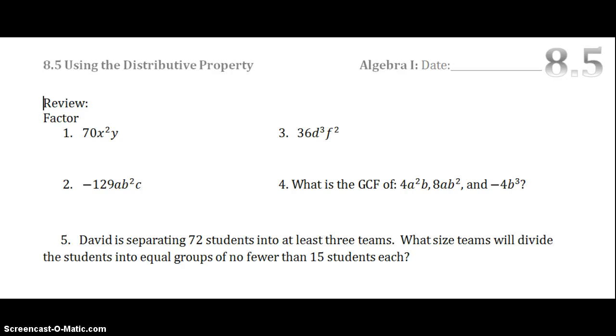Hello class, in section 8.5 we're going to be using the distributive property. Actually, we're going to be doing the reverse of the distributive property, and we're going to be doing something called factoring. So let's review what we already know about factoring. If I wanted to factor, let's start with number 3, 36d to the third f squared.